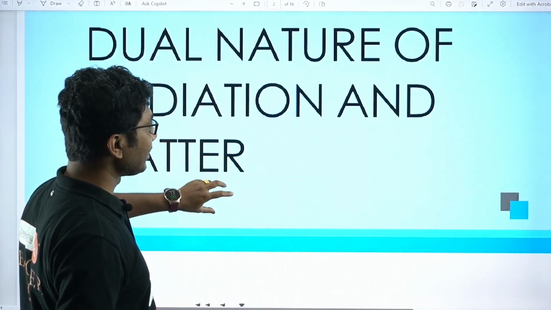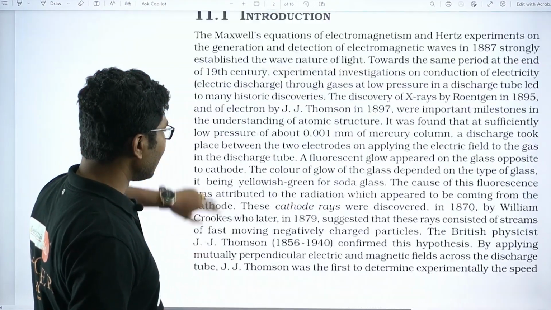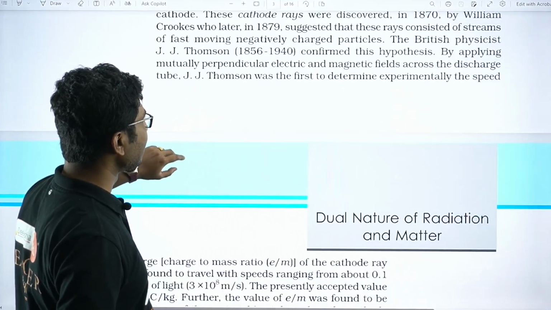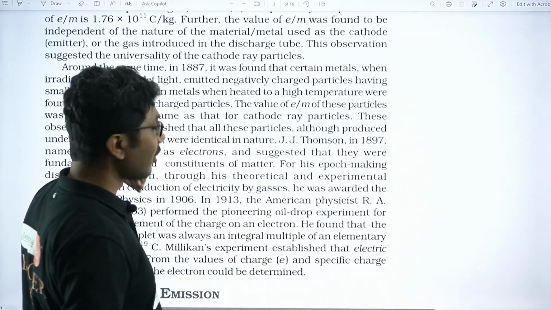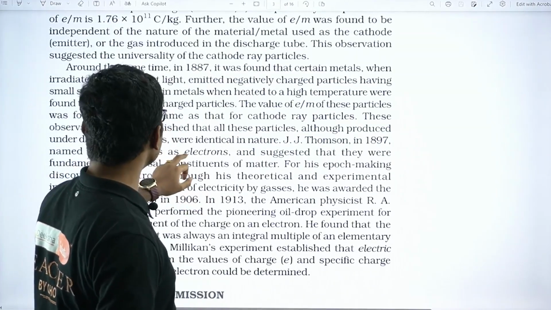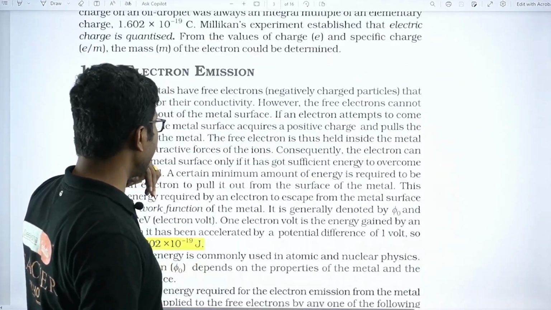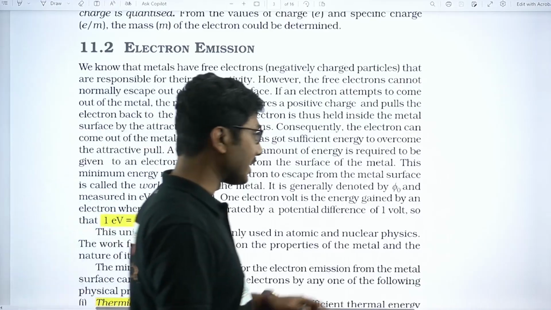Now in the introduction part, there is nothing much there. You can just read about some history, how the discovery started, what is the charge to mass ratio of the electron, etc. Nothing super important there.